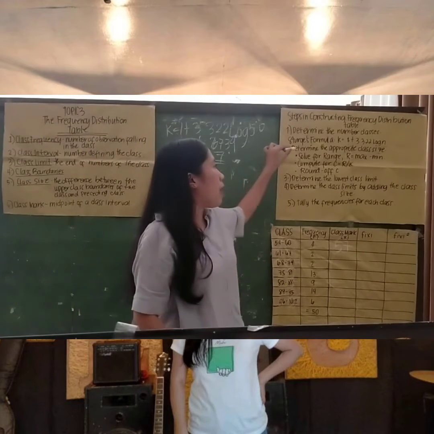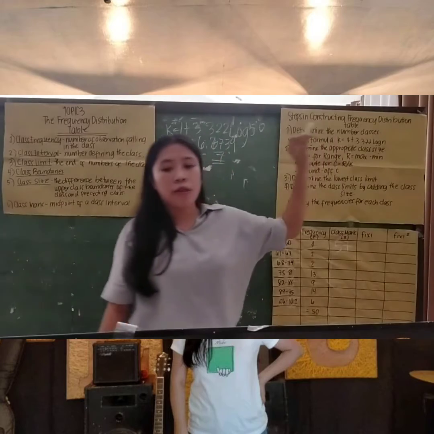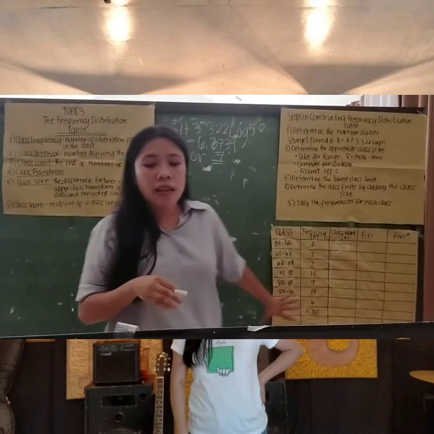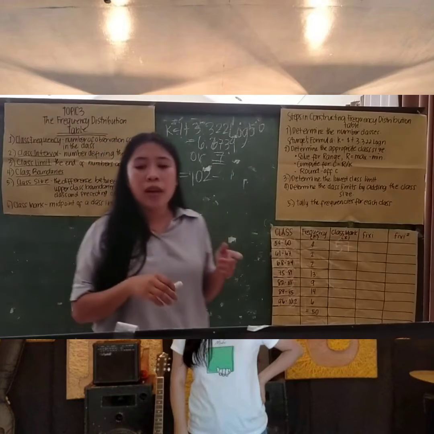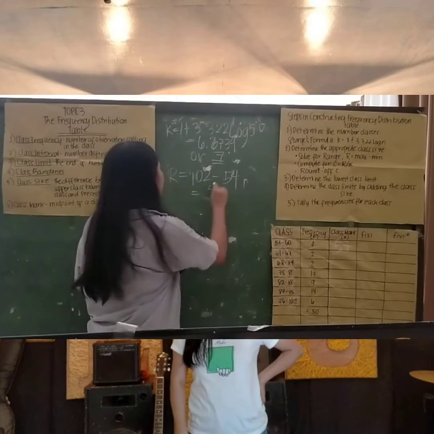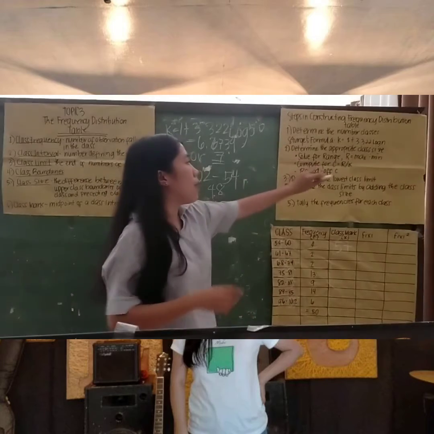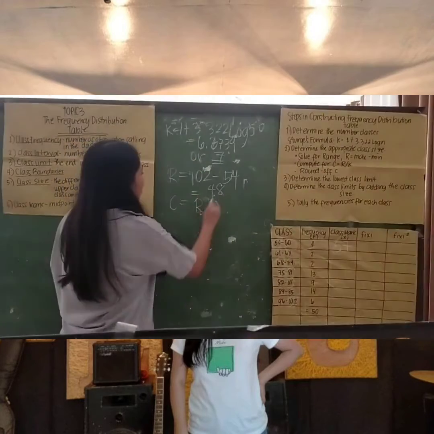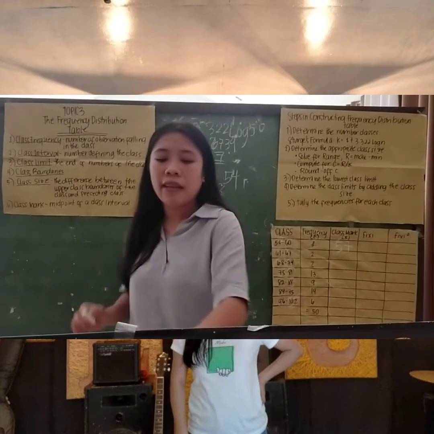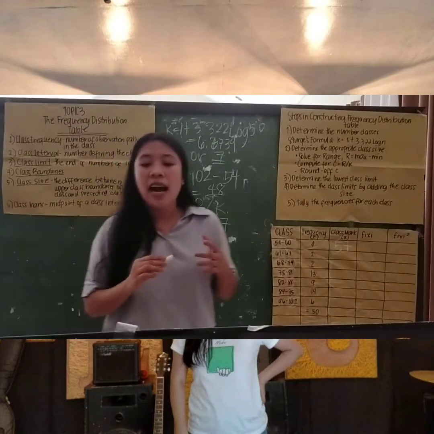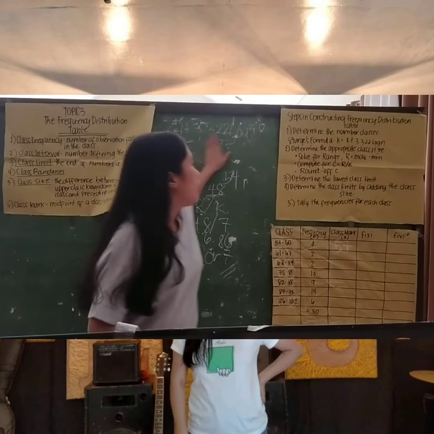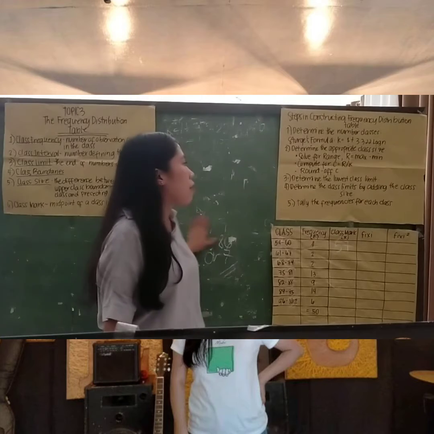Next step is to determine the appropriate class size. Solve for the range. Our high limit here is 102 and our low limit is 54, so the range is 48. To solve for the class size, compute C equals R over K. Our R is 48, and we divide it by our K, which is 7. The result is 6.86, or 7.